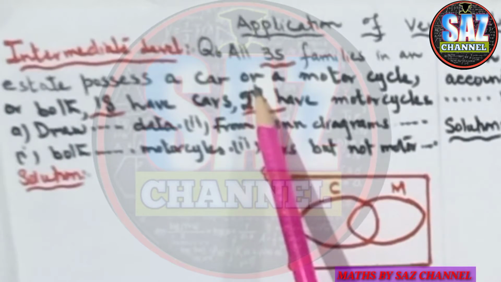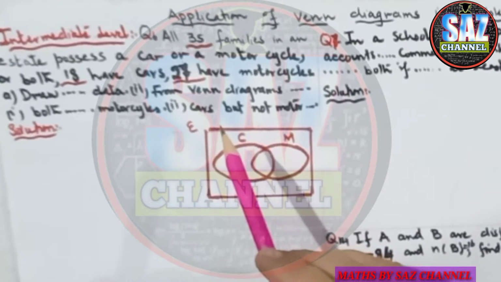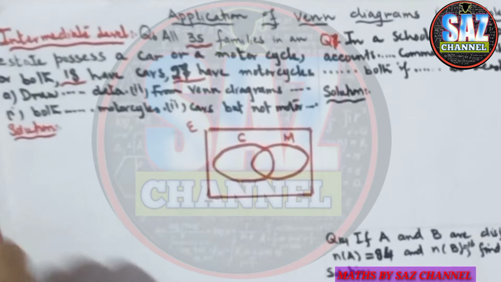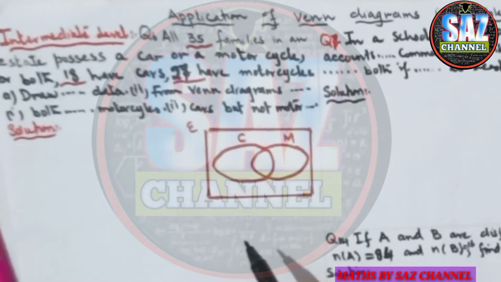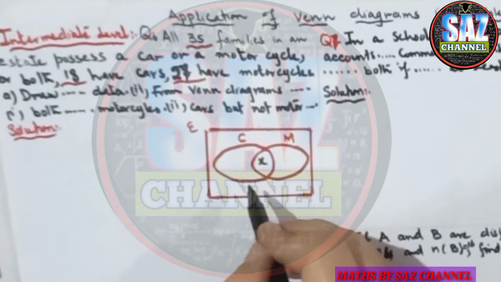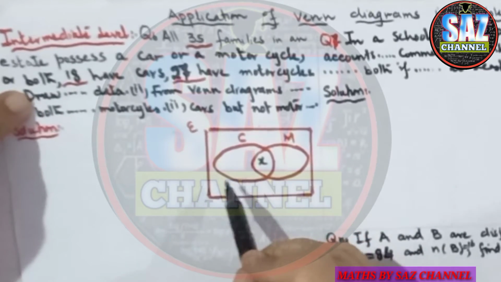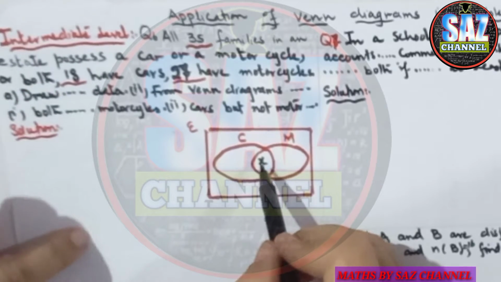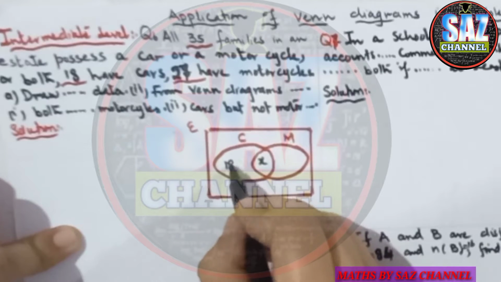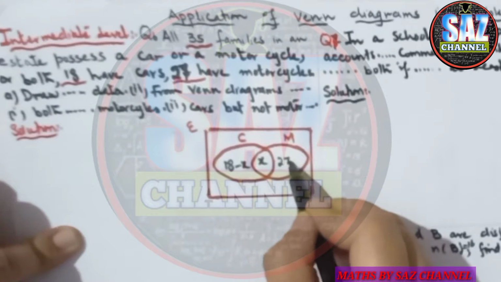The first requirement of the question is that we have to draw the Venn diagram to represent this information. As the question says that we have to find those families which have both the transports, it tells us that this is the situation of overlapping condition. Let X be the families which have both cars and motorcycles. Now, 18 have cars. So as X people have both the things, the number of people who have cars only will be 18 minus X, and the number of people who will have motorcycle only will be 27 minus X.